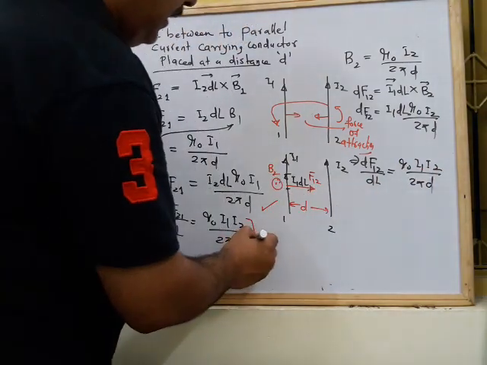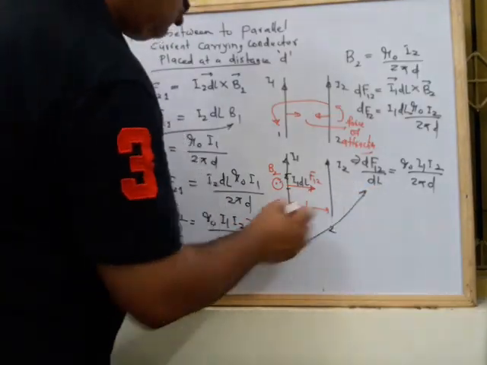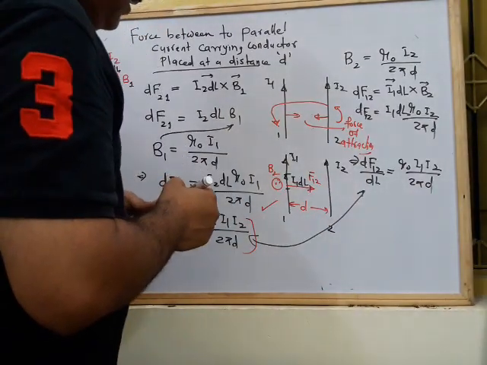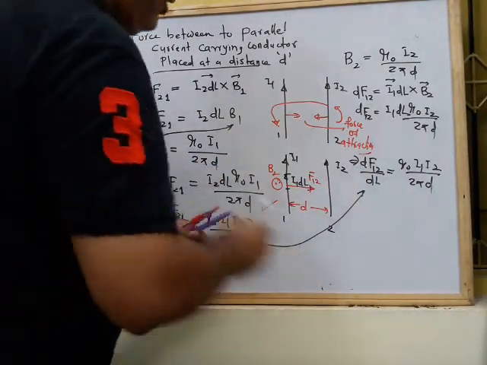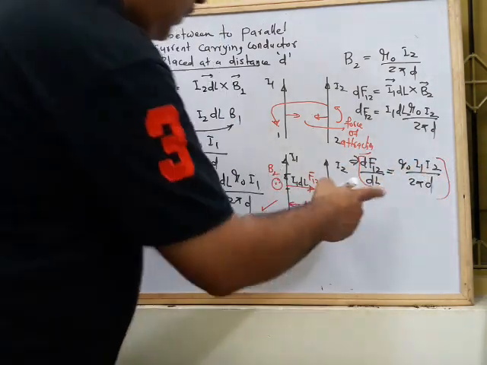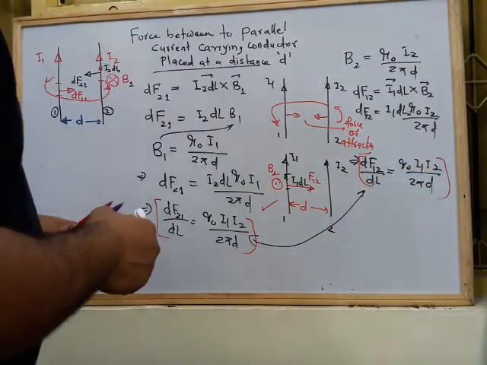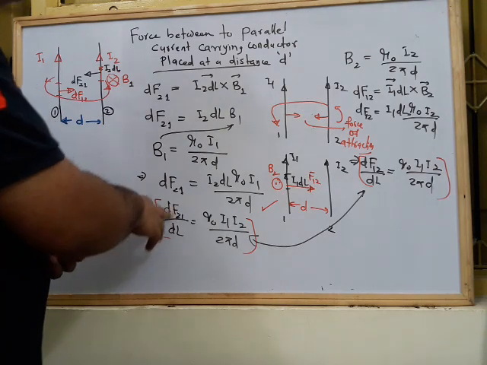See, you can tally this result with this one. See, these two results are coming to be same. This one and this one, these two results are coming to be same. So this is actually the value of the force per unit length.